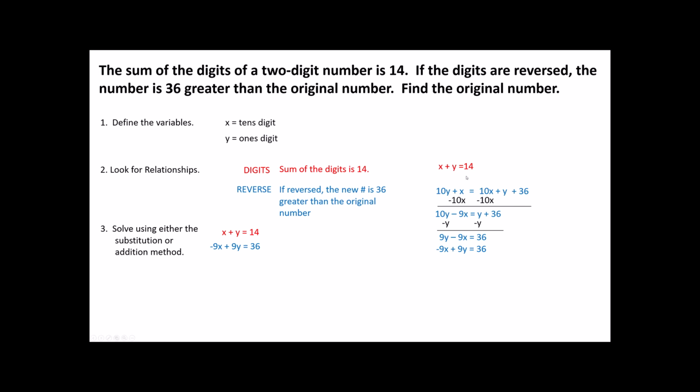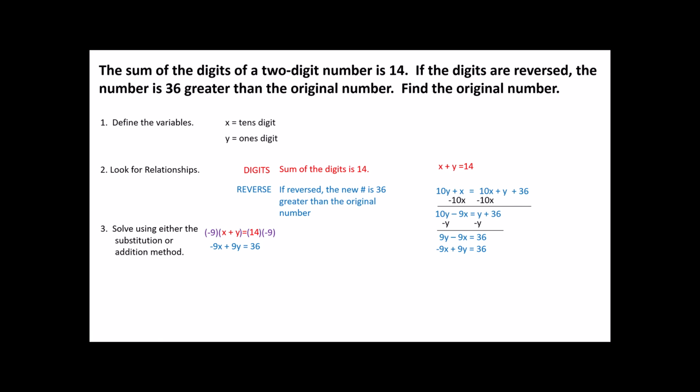I have my original equation, x plus y equals 14. I have my new equation, negative 9x plus 9y equals 36, and I can solve that either using substitution or addition. Which way do you think is probably going to be easier? More than likely, since these are both in standard form, your best bet is to use the addition method, or elimination or linear combination, depending on which textbook you're working in. The linear combination or addition method says add the x's together, add the y's together, and try and get them to equal 0. But you'll notice when I add these, that does not occur.